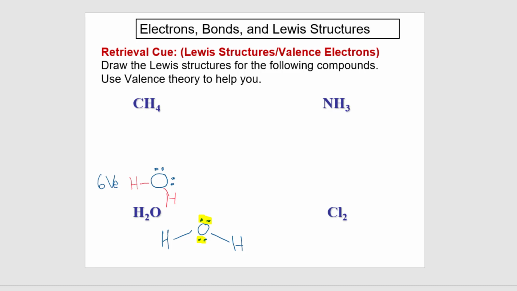So try that for CH4, NH3, and Cl2. Start with drawing the carbon, the nitrogen, and the chlorine as the atom with its valence electrons around it, and see if you can use the remaining atoms to make bonds, and also show the lone pairs that you didn't need to use.